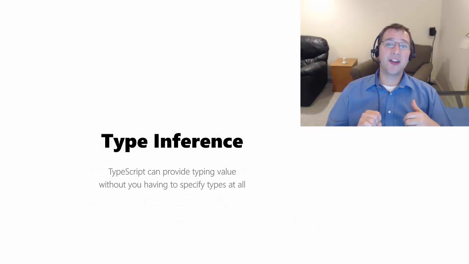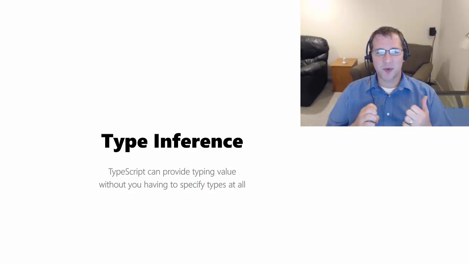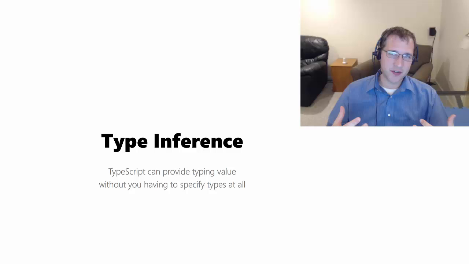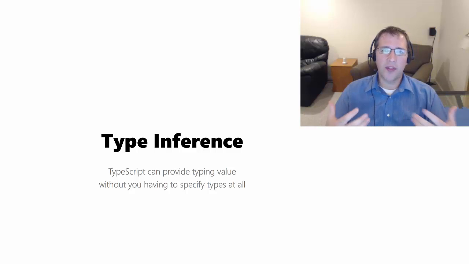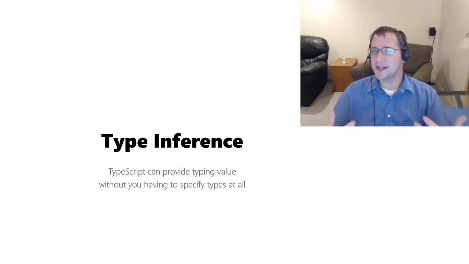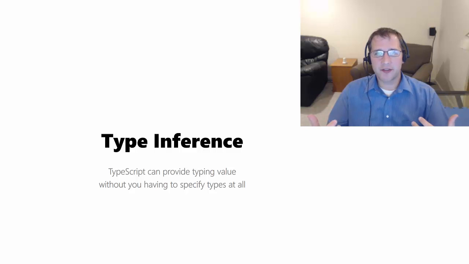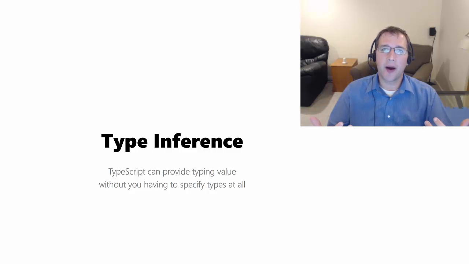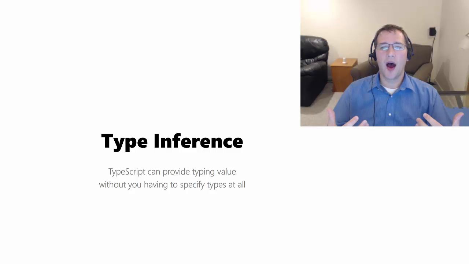The other cool feature of TypeScript is that TypeScript has what's called type inference. That means that TypeScript can provide typing value without you having to specify types at all. So one of my favorite features, or it's not even really a feature, but the cool things about TypeScript is it's very easy to start getting into. But basically the migration path is just convert your .js files to .ts and start compiling them and see what happens. And in a lot of cases, it's not that simple, but in many cases, it is that simple.